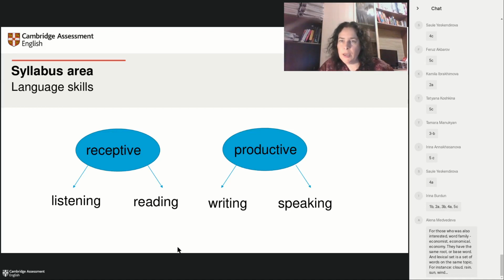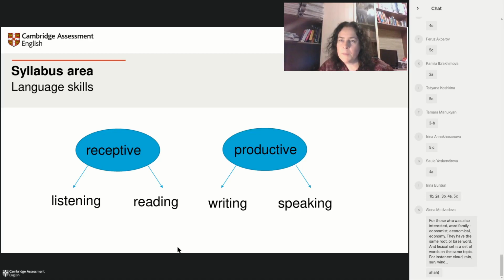Oh, thank you, Alona. So a word family is the words produced by using different suffixes and prefixes, and the lexical set is about the topic. You're absolutely right. Well done.